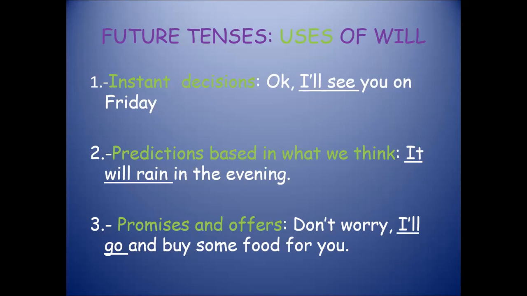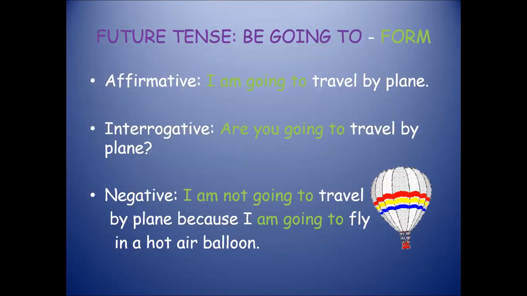Excellent. Here it is. The going to form. The affirmative would need a subject, the verb to be corresponding to the subject that we are using, then the ing form going to, and the rest of the sentence. For example, I am going to travel by plane.